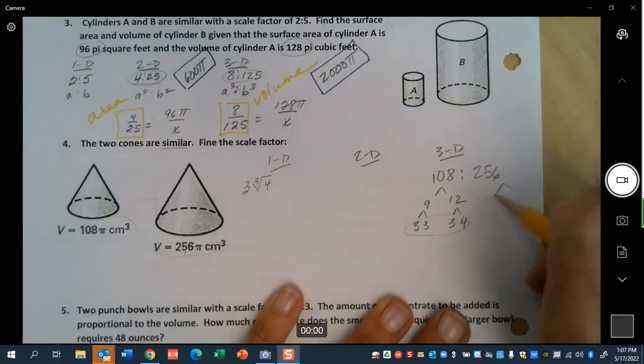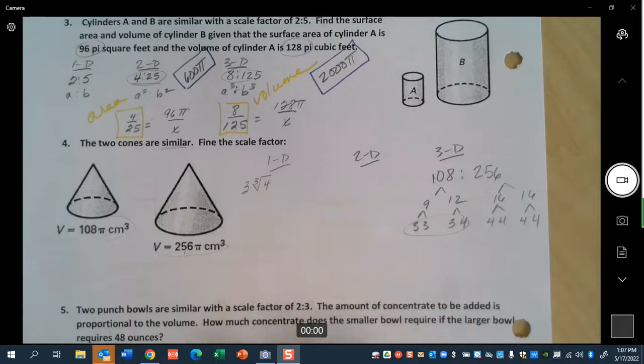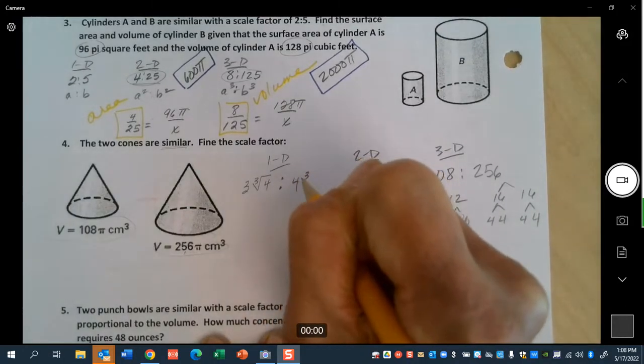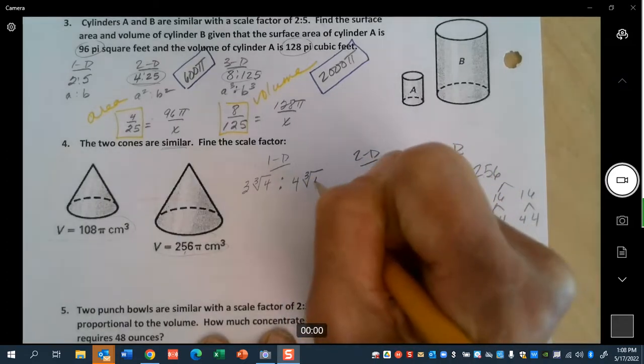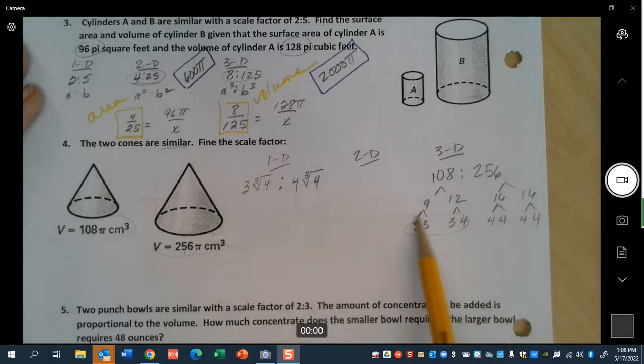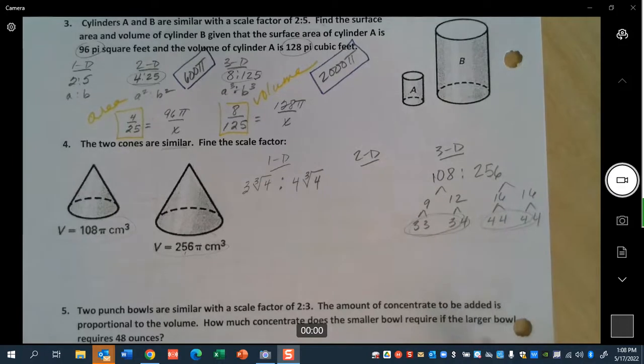256 is 16 squared. So here I have a 4 and a 4, a 4 and a 4. So this one is 4 cube roots of 4. That's our scale factor. So when you simplify a cube root, you're looking for 3 that can come out of the radical. And then what's left inside?